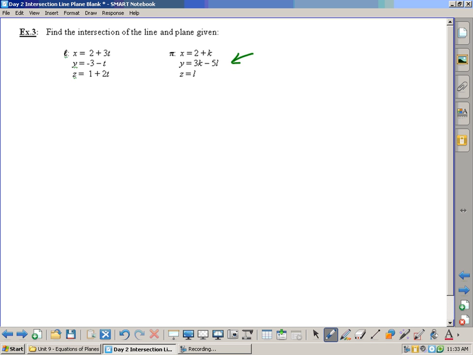So coming up with the direction vectors first, D1 will be looking at the coefficients on K, so it'll be 1, 3, 0. D2 will be the coefficients on L, which would be 0, -5, 1. And I need a point. Luckily, I don't need to guess here. The point's right here. It's the constant, so it's 2, 0, 0. That's all the information I need to get the equation in scalar.